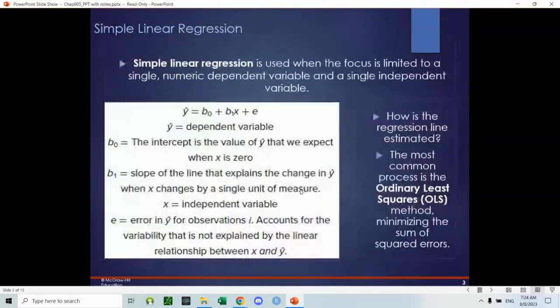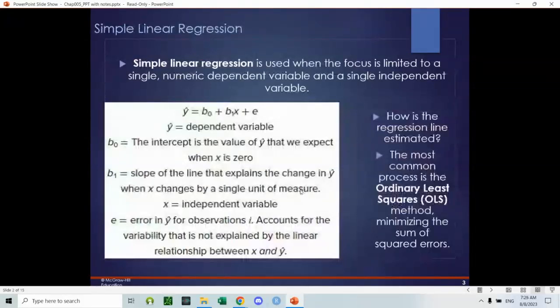Simple linear regression is used when the focus of the analysis is limited to a single numeric dependent variable and a single independent variable. Most often, the regression line is estimated using ordinary least squares, which is the most common method for very basic or simple or multiple regression. So as the name implies, this is the most basic method, but can only provide answers that are equally basic. It still has a place in analytics.